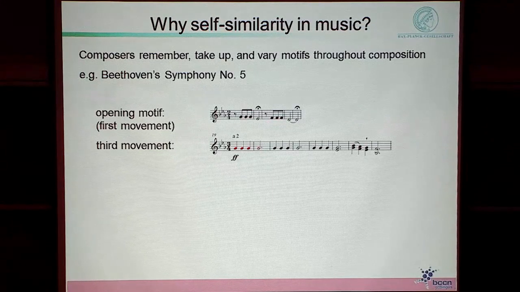And when you listen carefully to this symphony, you find this reoccurring all over the composition. For instance, in the third movement, it comes up in this following form, in not 2 quarters, but 3 quarters, and somewhat faster.